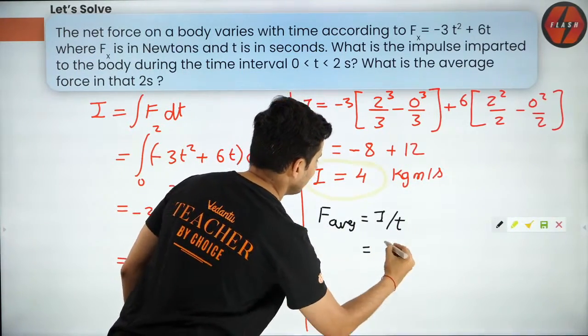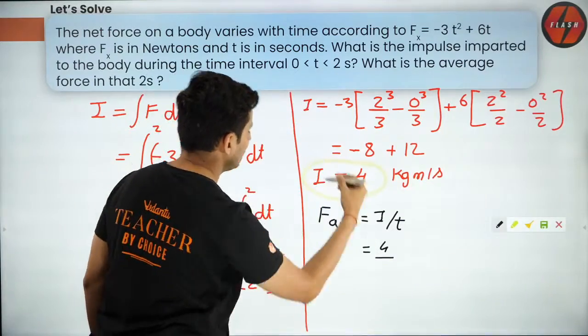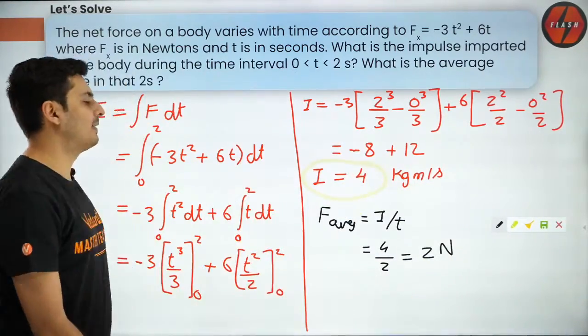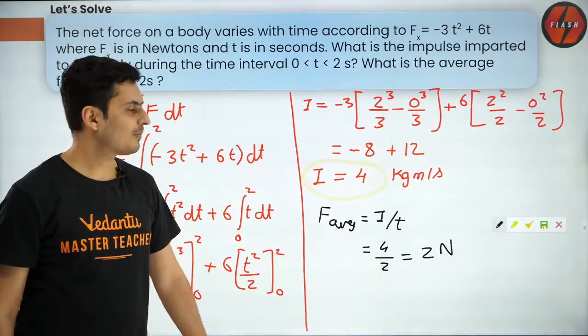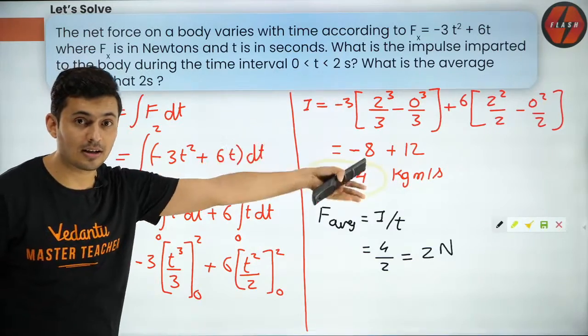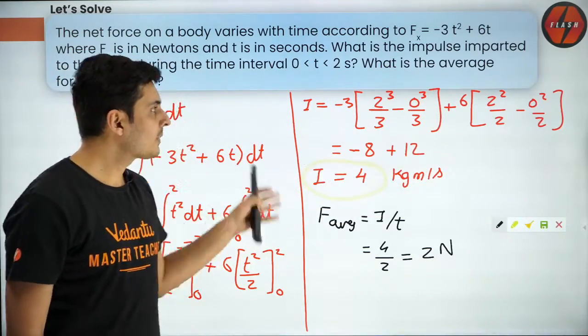So, just substitute. Impulse is 4. What is the time? 2 seconds. So, what will be the force? 2 Newton. So, 2 Newton is the average force. That's how you do it. Yeah, that's the answer. Very interesting. That's how you solve problems based on the graphs or even equations.